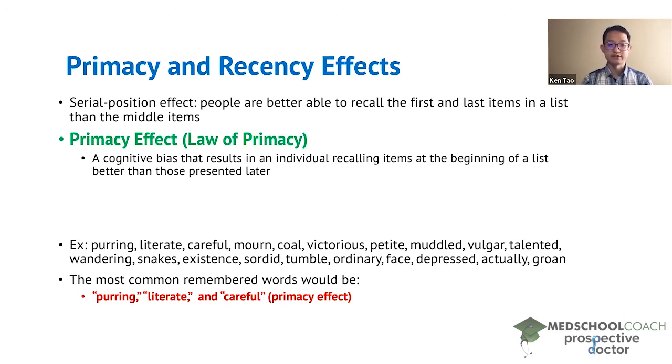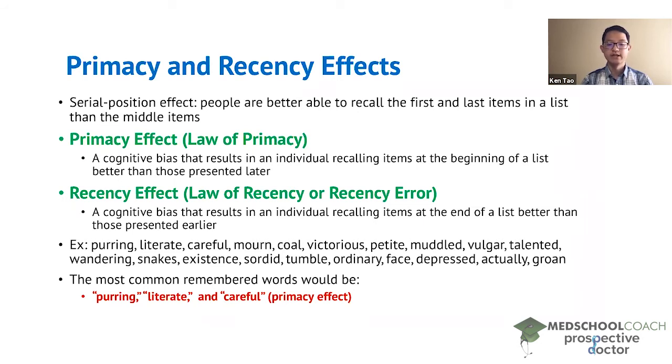The second half of the serial position effect is the recency effect, which is also called the law of recency or recency error. This is a cognitive bias that results in an individual recalling items at the end of a list better than those presented earlier. So again, with this example of the 20 random words, in addition to hurrying, literate, and careful, you'll find that some of the other most common remembered words would include depressed, actually, and grown, which notably are the last few words on the list and a demonstration of the recency effect. Okay, so that is the primacy and recency effects.